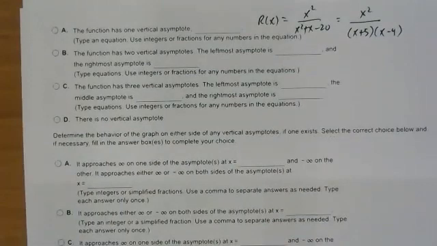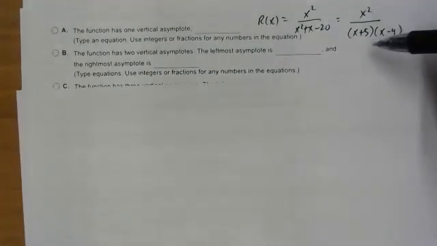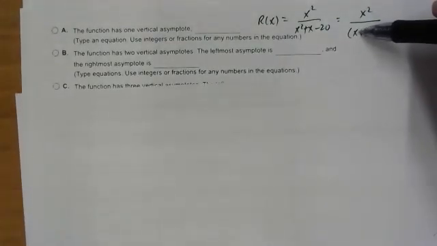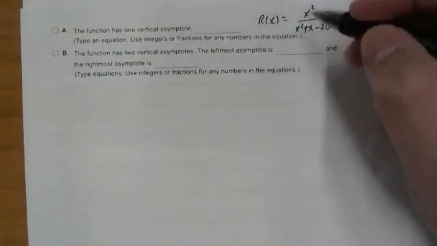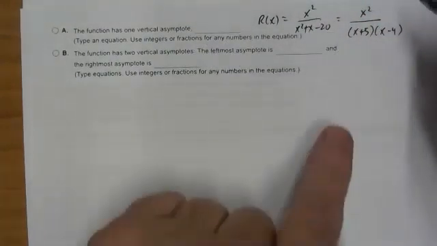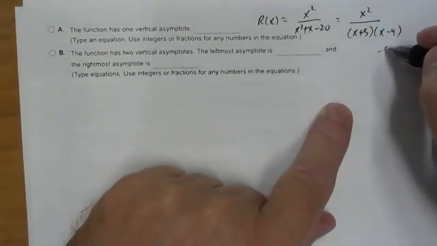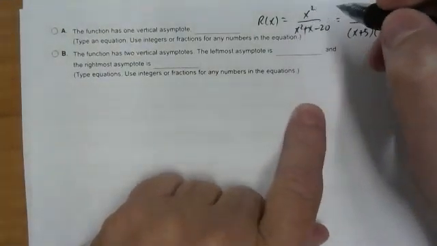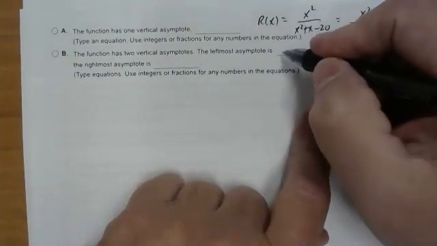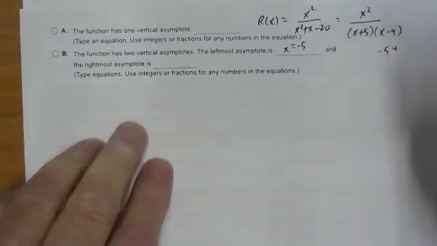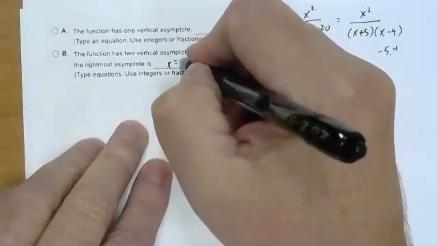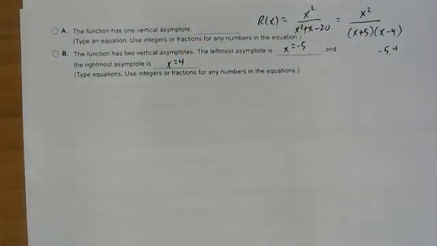All right, so continuing on with the questions. It's asking about vertical asymptotes. There are actually two, right? x is -5, x is 4. So we know it's -5 and 4. The leftmost is x equals -5, and the rightmost is x equals 4.